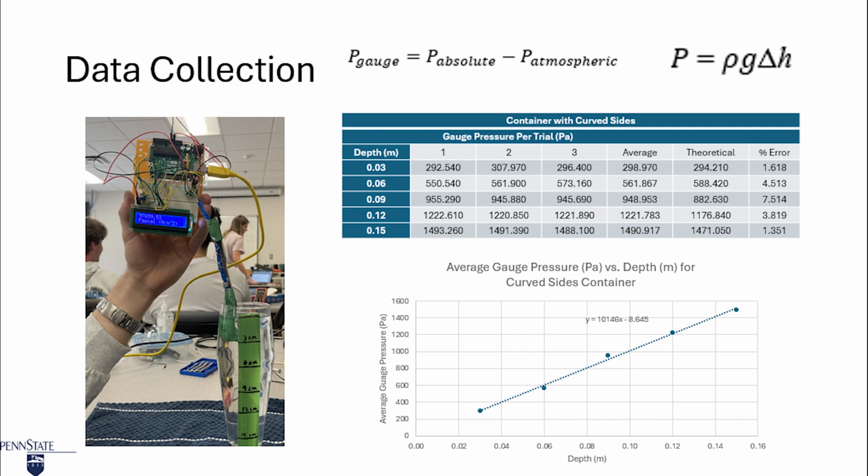After conducting 3 trials at each depth, they were averaged and compared to a theoretical value, which was calculated using the equation rho g delta h. From there, a percent error was calculated in order to determine how far off the sensor was from the theoretical value. After that, the average gauge pressure versus depth for each container was plotted and a trend line was applied to each graph to determine a slope.